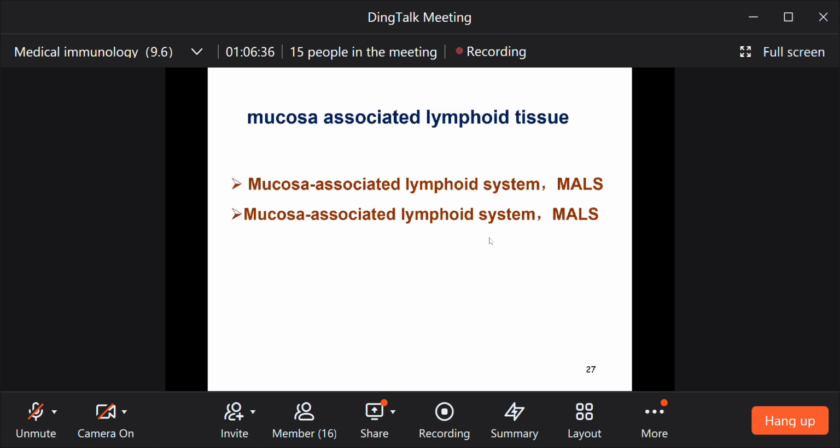And lastly, we will introduce the mucosa associated lymphoid tissues. Oh, sorry, something is wrong.